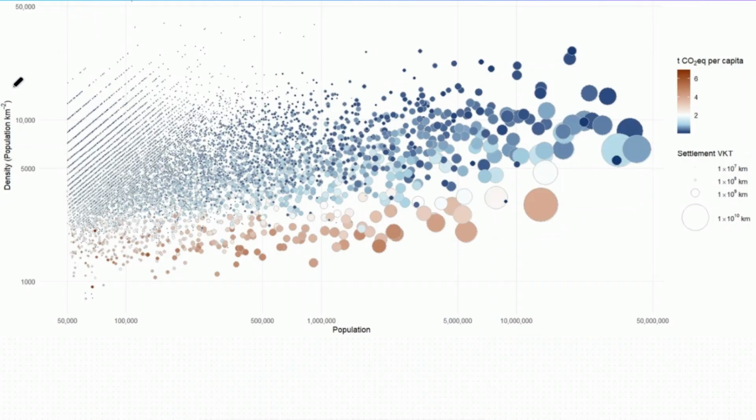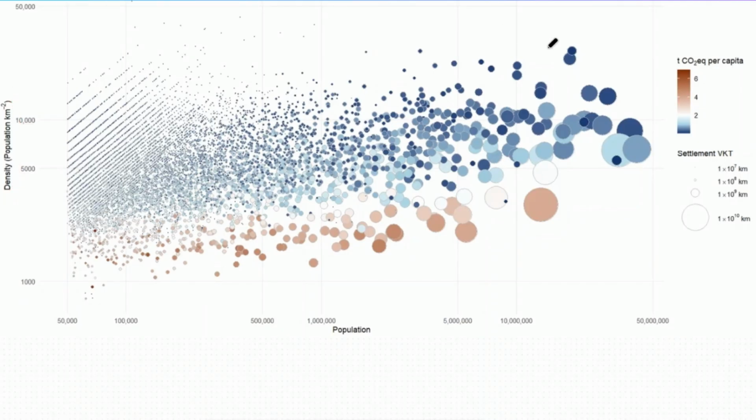And on the y-axis, we have density. So this is more people per square kilometer. This is 1,000 people per square kilometer. This is 10,000 people per square kilometer, which is about 100 people per hectare for people that are more used to those units. The higher up you go on the graph, the more dense the cities are. And so down here is some of the lowest density cities in the world.